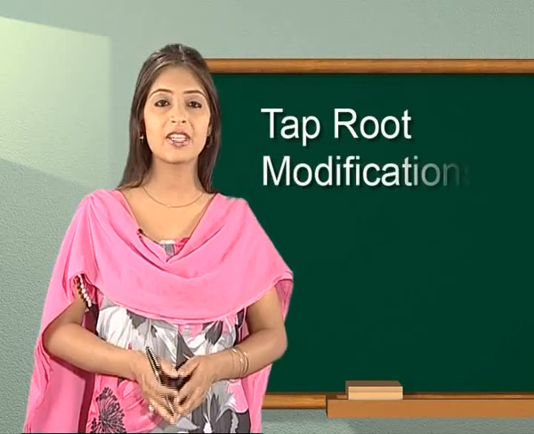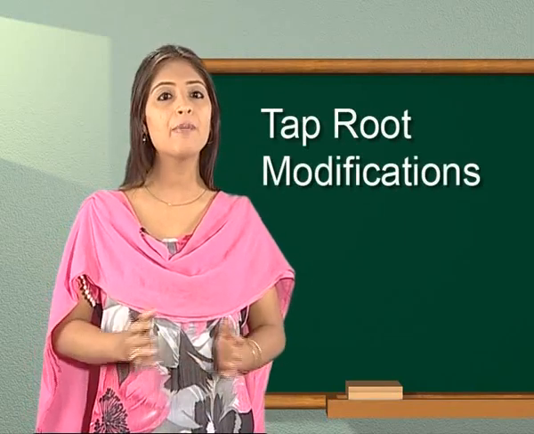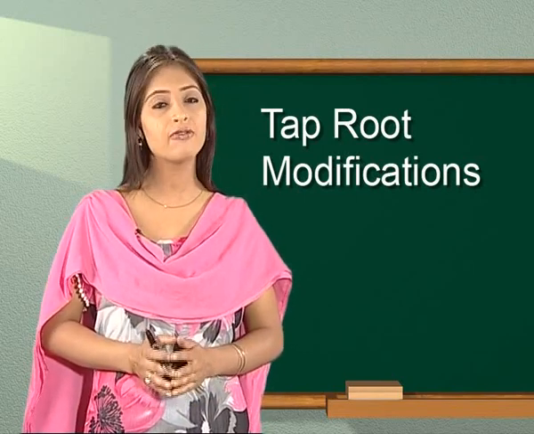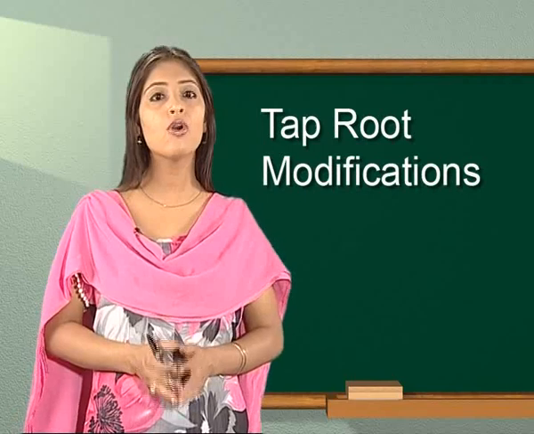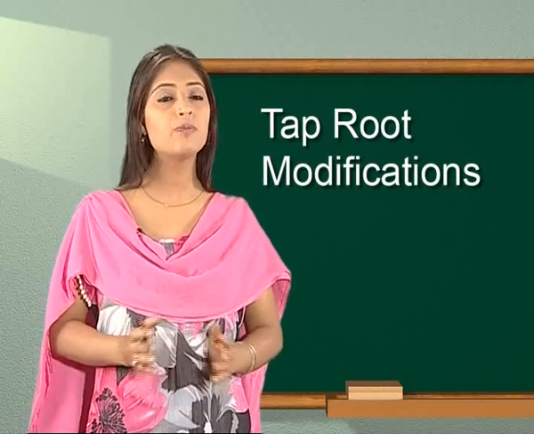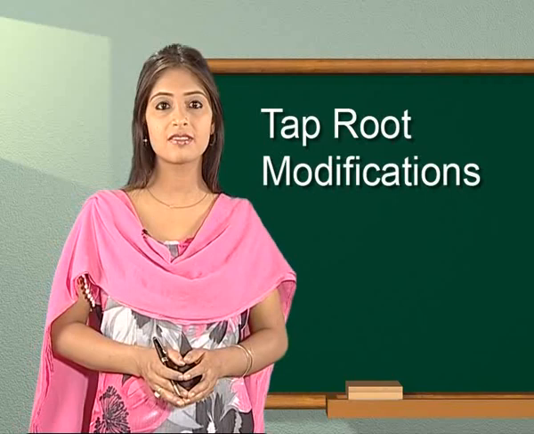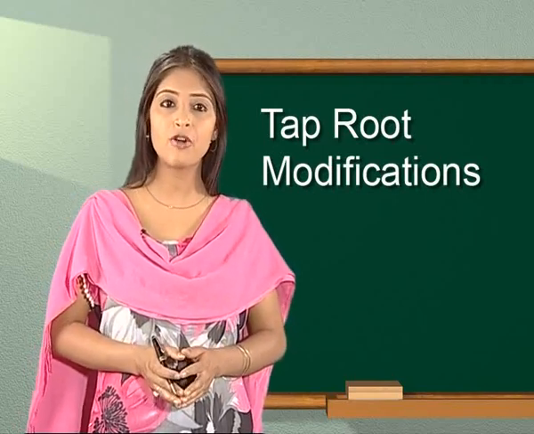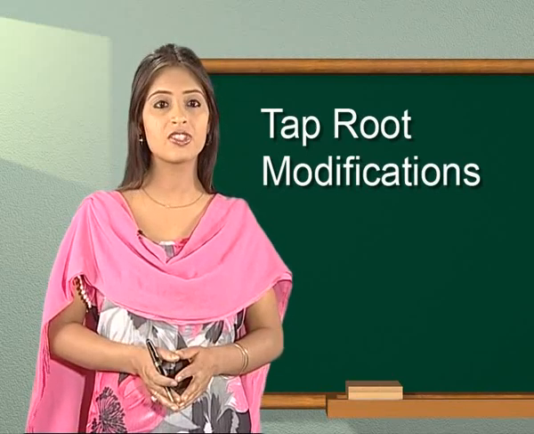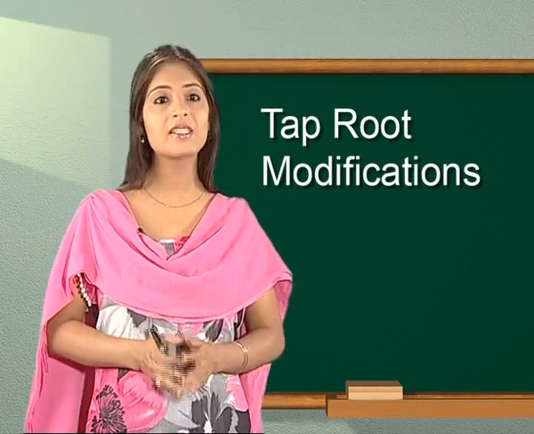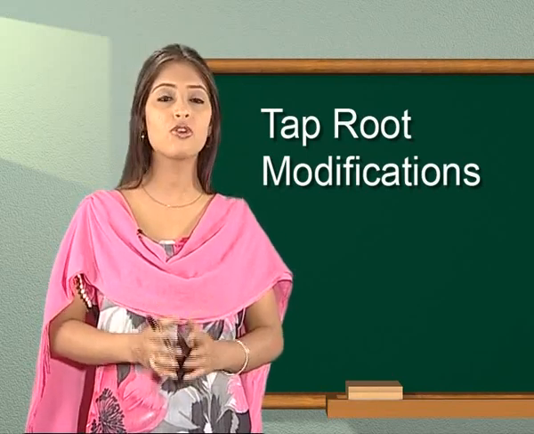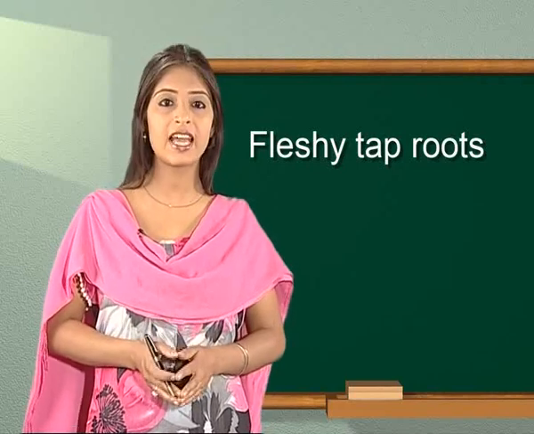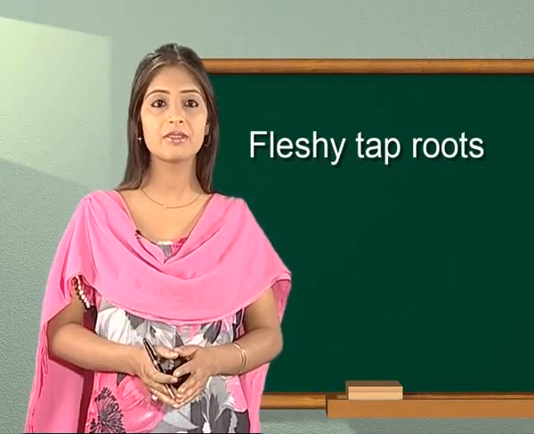Tap root modifications. Tap root in some plants differ from others in their look and functioning. They undergo various modifications to perform some special functions. First, let us see the roots which modify themselves to perform the function of food storage. The tap root becomes swollen and fleshy to store food. These fleshy tap roots are of the following types depending upon their shape.